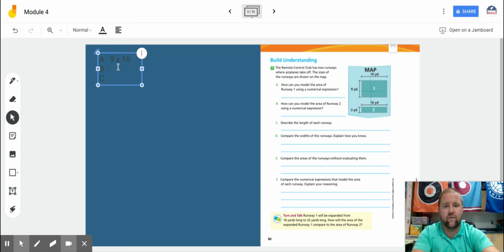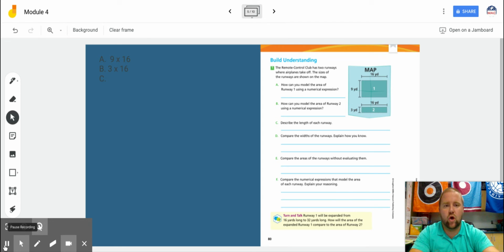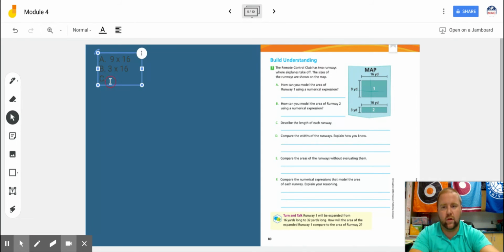Part B, they want us to model the area of runway 2 with a numerical expression. I'm sorry. So again, area is length times width. So it is 3 times 16. All right. And then in part C, it says describe the length of each runway. So when we look at how to describe them, I'm not going to put the answer for part C here because it's a little bit longer and there's multiple answers we could have.